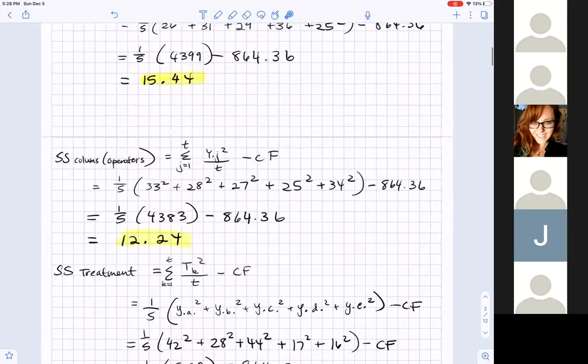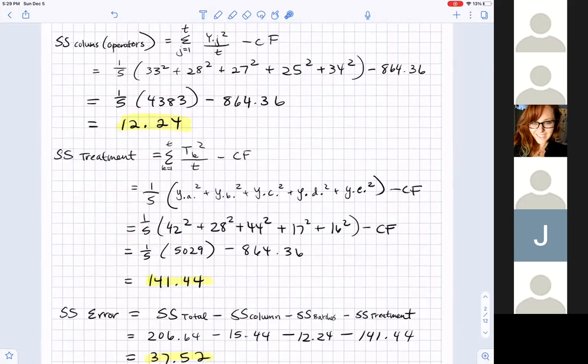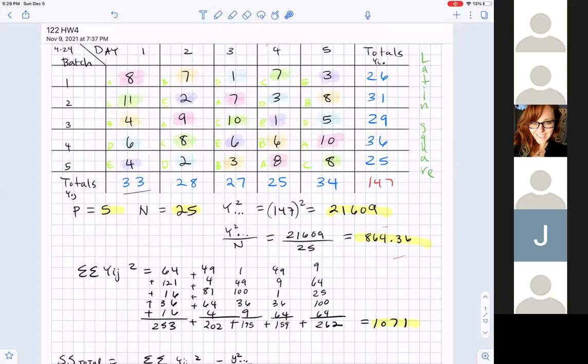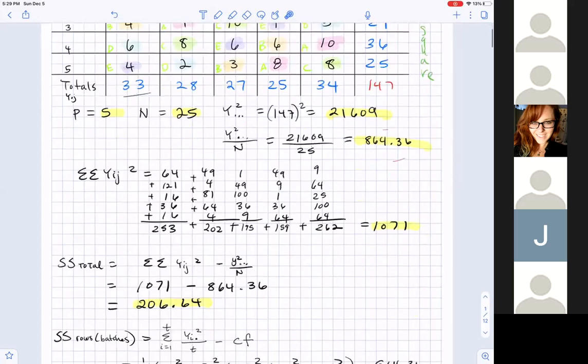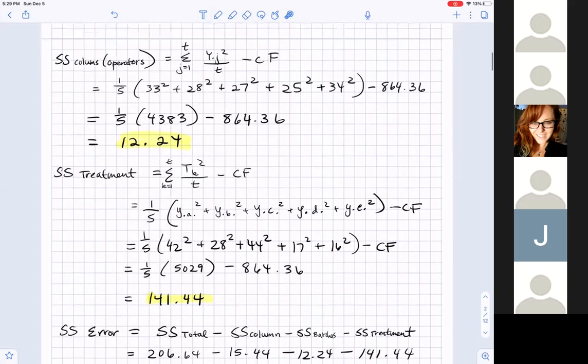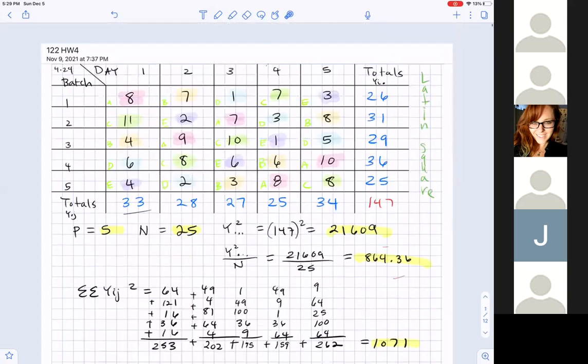Okay, and then, oh, that's right. We have treatments as well. So we have the sum of T sub K squared. So here we have A, B, C, D, E. Oh, that's right, this is where we add up these. So I notated it as Y dot A, Y dot B, Y dot C. And that means that you have to go back up to your table and add up all your A's.